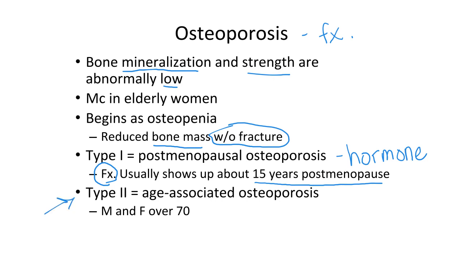In type 2 osteoporosis, this is age associated. So this is not gender specific. Again, postmenopausal osteoporosis is going to be females only. So type 2 is going to be males and females. And this is really just due to age. As the bone density declines as we age, we can develop this age-related osteoporosis.